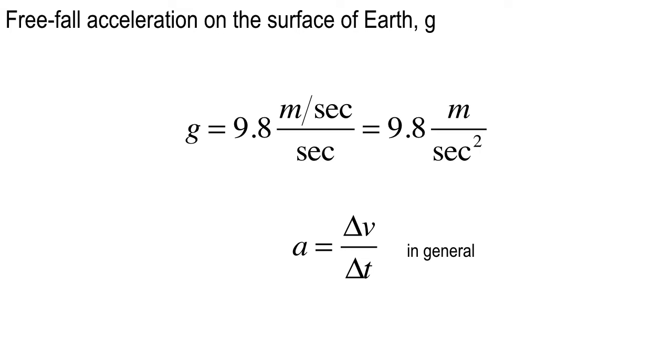But up there, the free fall acceleration is a little bit less because gravity gets weaker with altitude. And up on the moon, you have a completely different celestial object, and gravity's a lot weaker up there. It's like 1.6, something like that, meters per second squared.